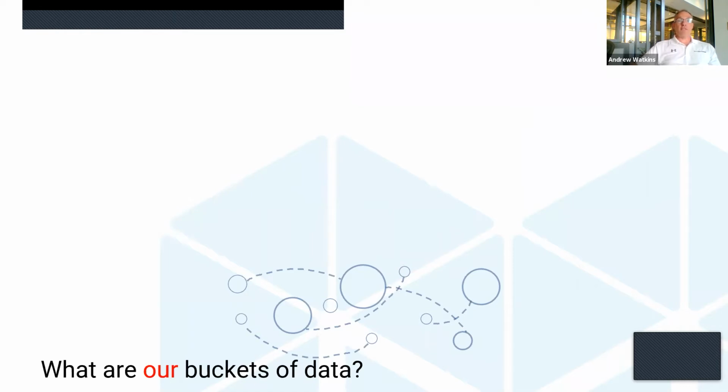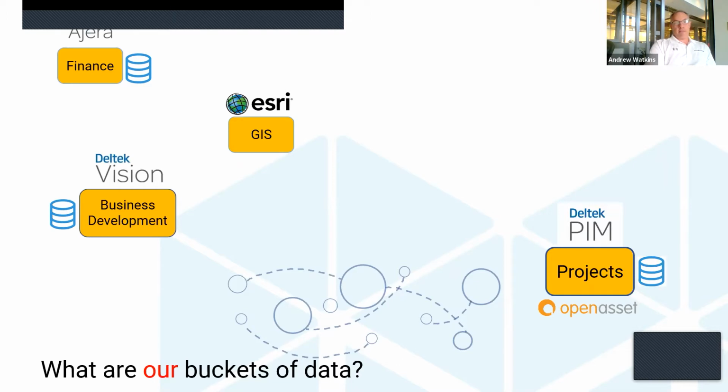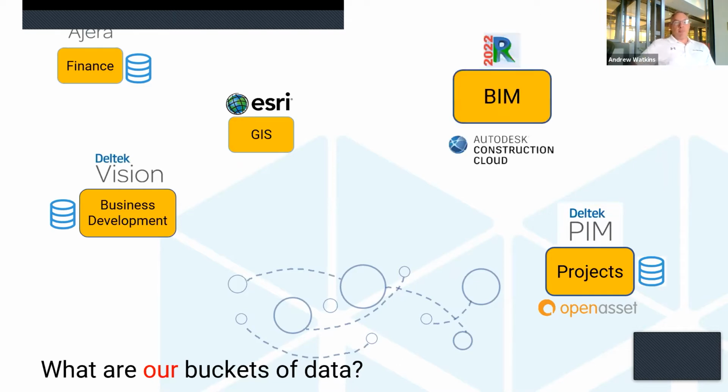So what are Design Collective's buckets of data? We're going to get a little more specific now. We have our finance platform, our ERP, which is in a SQL database. We have Vision for business development, and that's a SQL database. GIS is in Esri's ArcGIS. Our projects all have their own databases, which are on the file server.